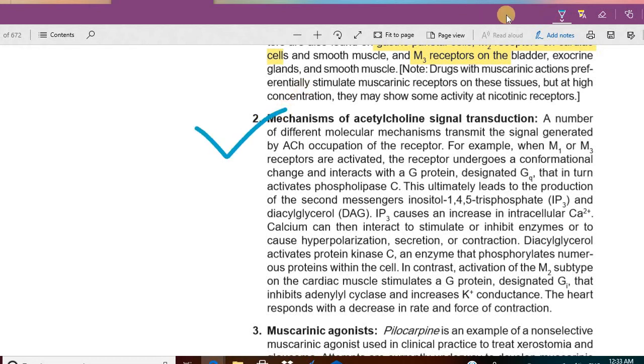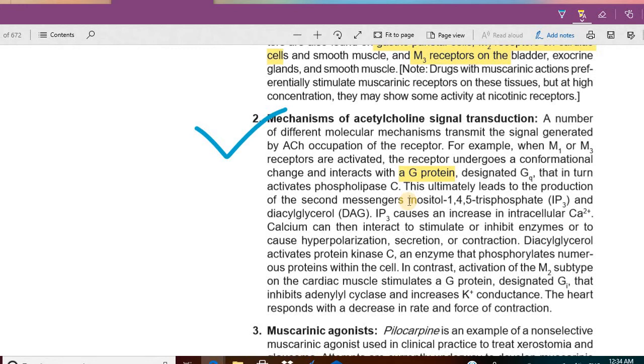Mechanism of acetylcholine signal transduction. A number of different molecular mechanisms transmit the signal generated by acetylcholine occupation of the receptor. For example, when M1 or M3 receptors are activated, the receptor undergoes conformational changes and interacts with the G protein designated Gq, which in turn activates phospholipase C.